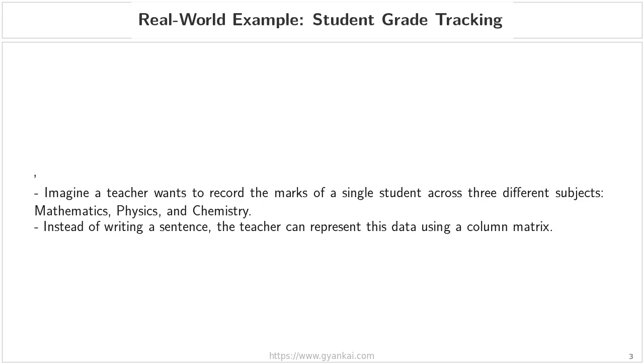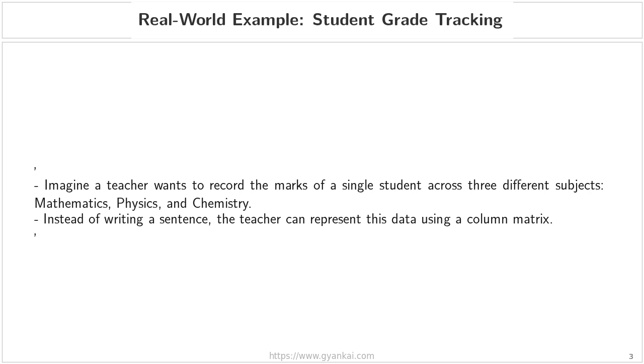Real-world example, student grade tracking. Now that we have discussed the theoretical definition and the general notation of column matrices, let us apply this knowledge to a practical, real-world scenario to see how it works in practice. Imagine a teacher who wants to record the marks of a single student across 3 different subjects: mathematics, physics, and chemistry. Instead of writing a descriptive sentence, the teacher can represent this data more efficiently using a column matrix.